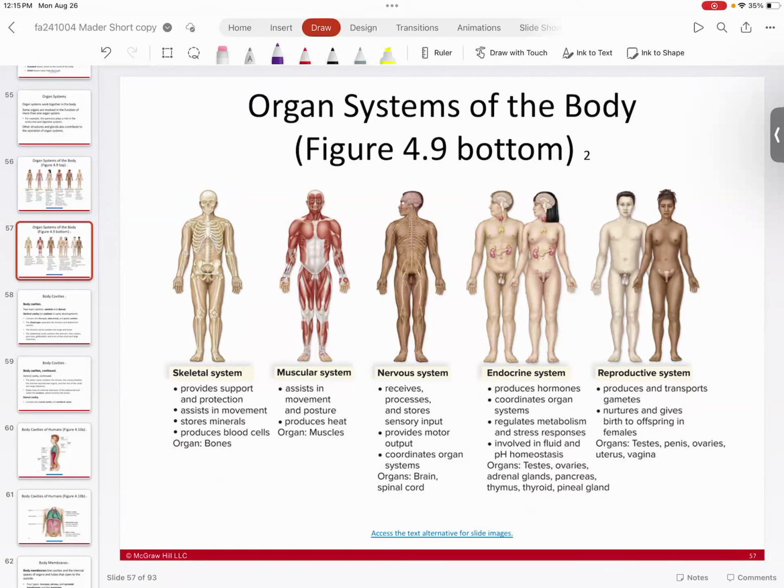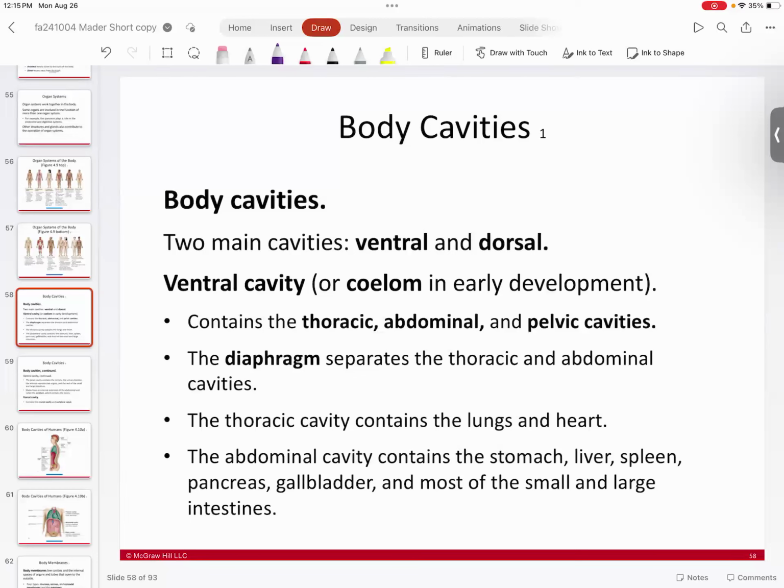Our muscular system is for movement. Our nervous system is for coordination of all these different systems in the body. Our endocrine system is another coordination system, only it's a chemical coordination system. And then, of course, our reproductive system is to reproduce. And so those are basically our organ systems.